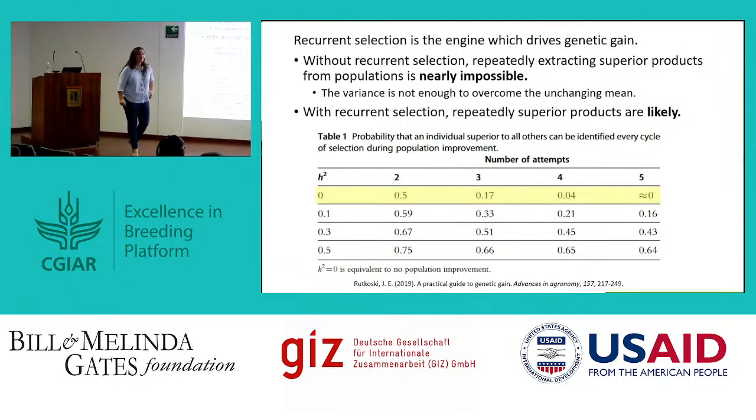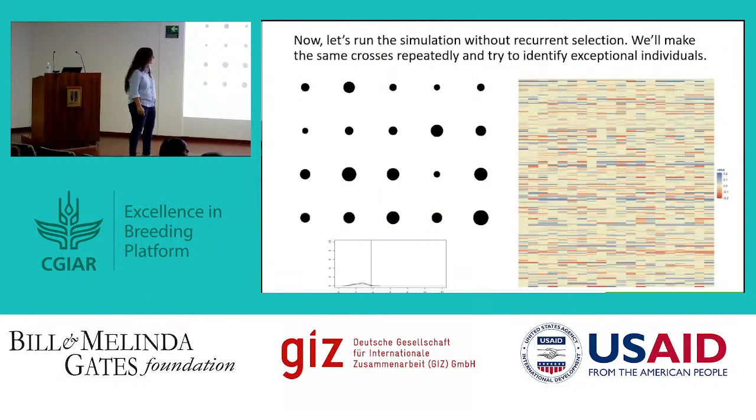Yes. You're just crossing the same individuals, is that what you're doing? Exactly. Okay, so you don't change your parental population? No, not at all. Okay. Thanks.